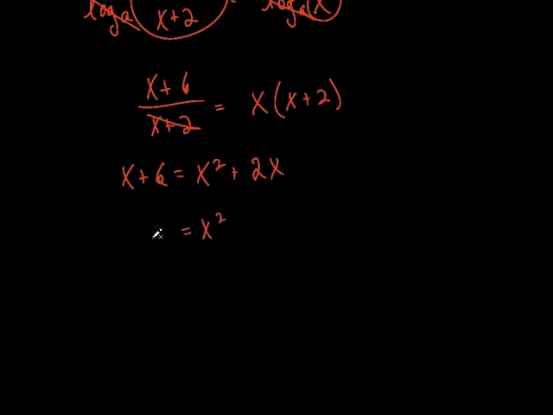Let's make this a 0 over here. So how do I do that? I subtract an x from both sides. So 2x minus x is x, right? And then I get rid of this 6. I subtract a 6 from both sides.